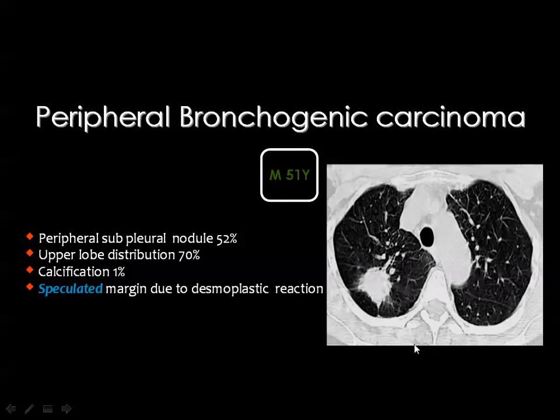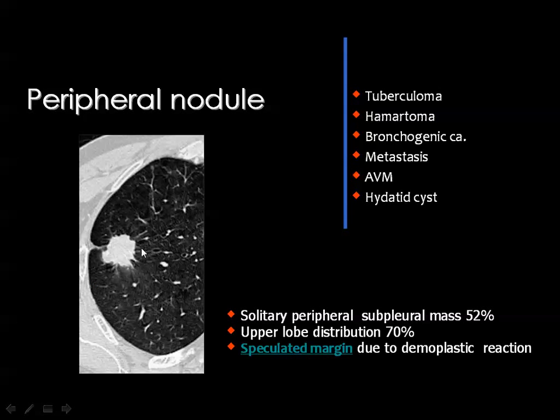This is a good example of a peripheral bronchogenic carcinoma with typical spiculation of the margin and the old sign of the presence of pleural tails as well. And here there is also an example of a spiculated nodule in the periphery of the right lung.